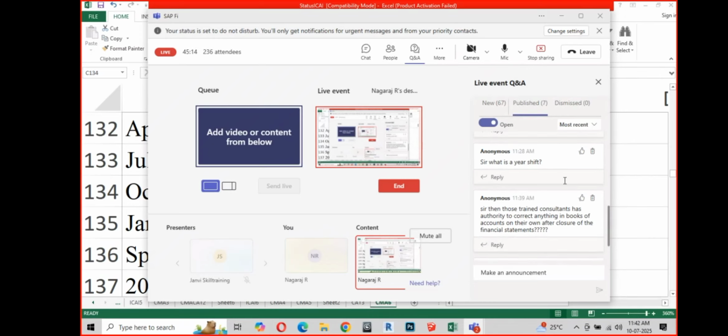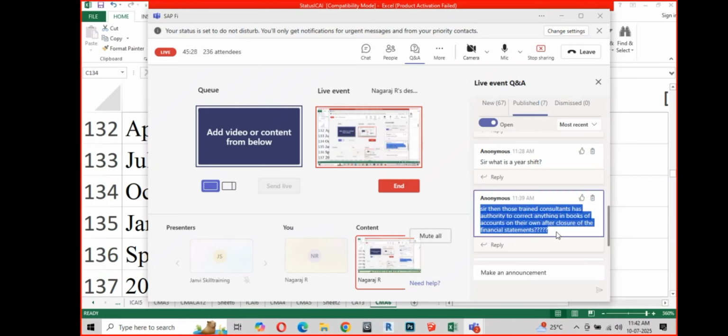So then, do trained consultants have authority to correct anything in the books of accounts? No. The trained consultants will not be, they have better jobs, boss. See, the trained consultants will not be sticking to only one project. Once I implement SAP, I move out of the project. Just because I'm a trained consultant, I will not be given permission to change the books of accounts. Please don't conclude that.